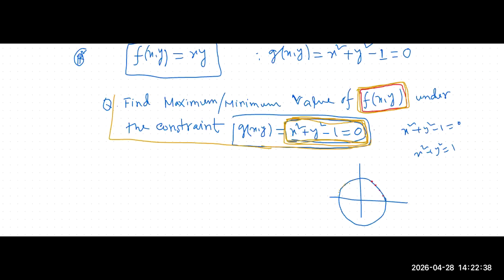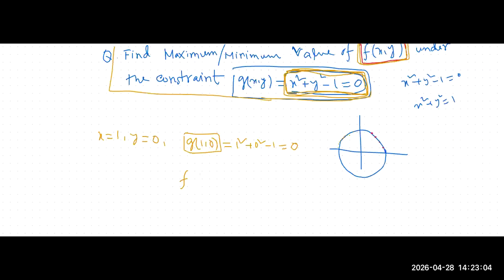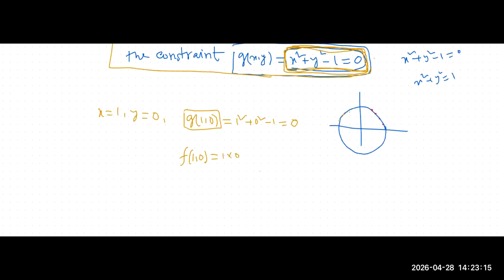So let's say x is equal to 1, y is equal to 0. So g of 1 comma 0 is equal to 1 square plus 0 square minus 1, which is 0. So this 1 comma 0 is a point on our restriction, on our constraint. For x equal to 1, y equal to 0, our functional value is 1 times 0, since our function is just x times y. So the output is 0.